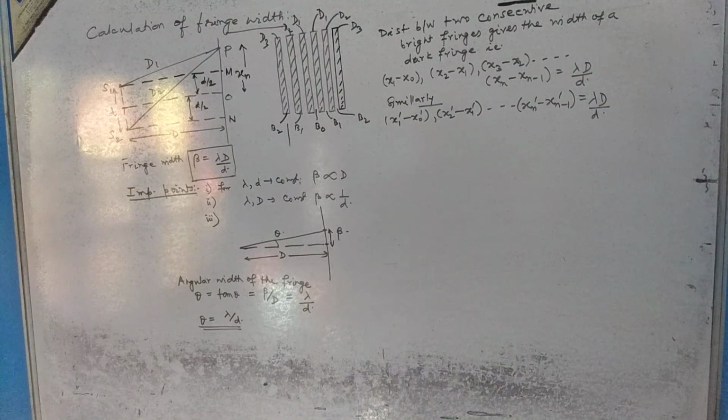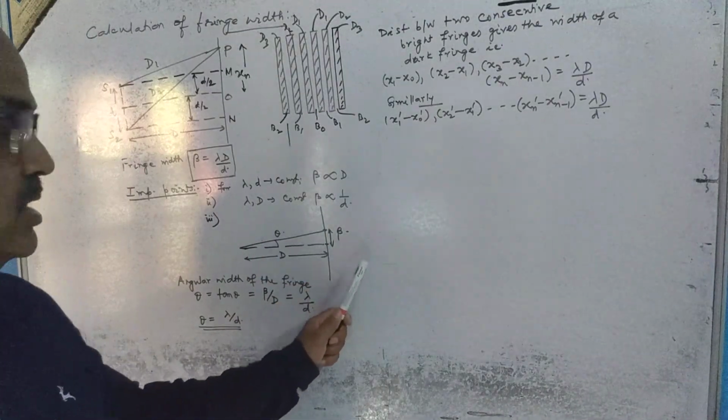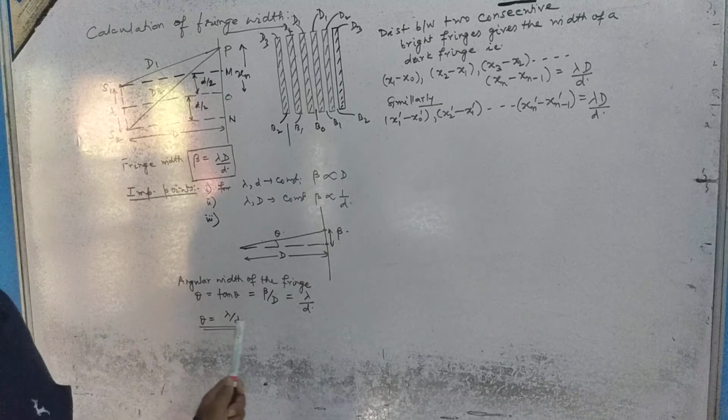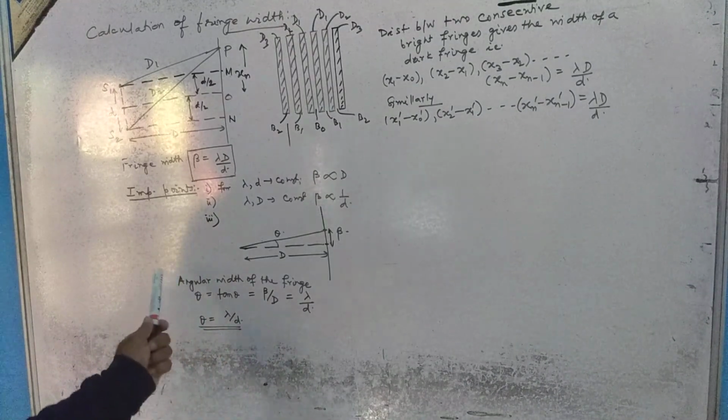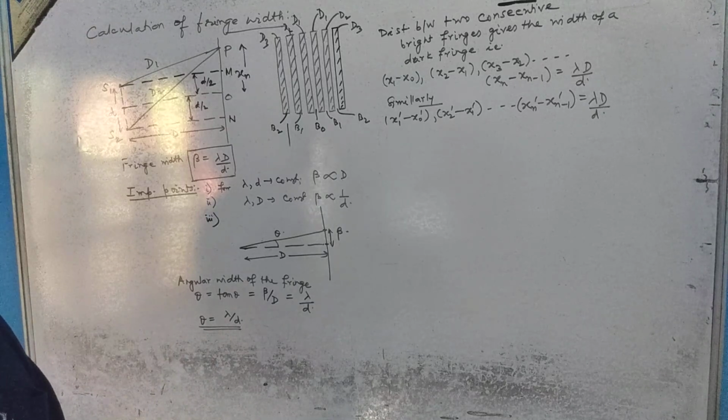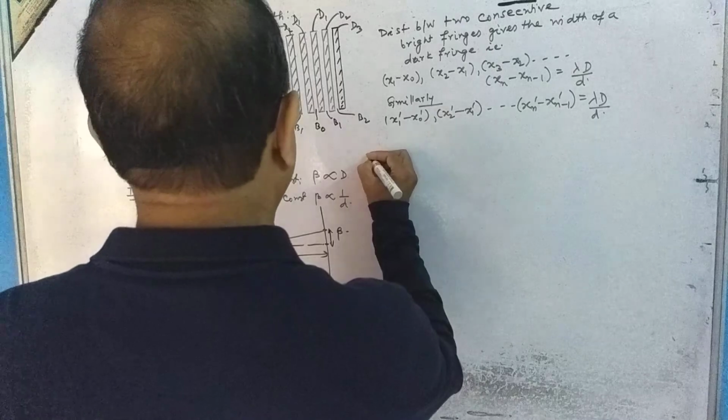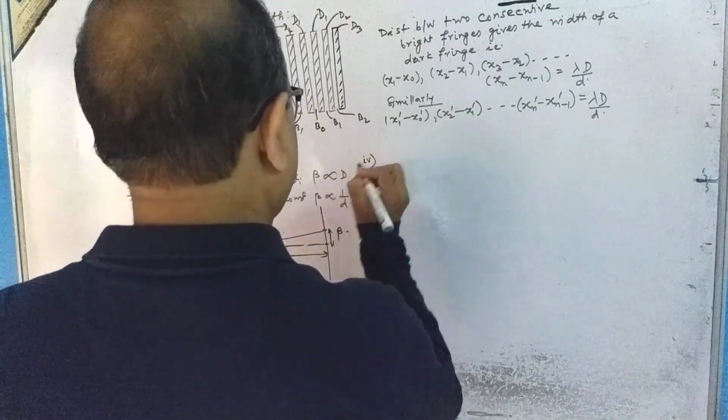Theta, angular width of a fringe. What is the linear width of the fringe? Beta. And what is the angular width of the fringe? Lambda by small d. Theta. It is this. Okay. Then, come to the fourth point.